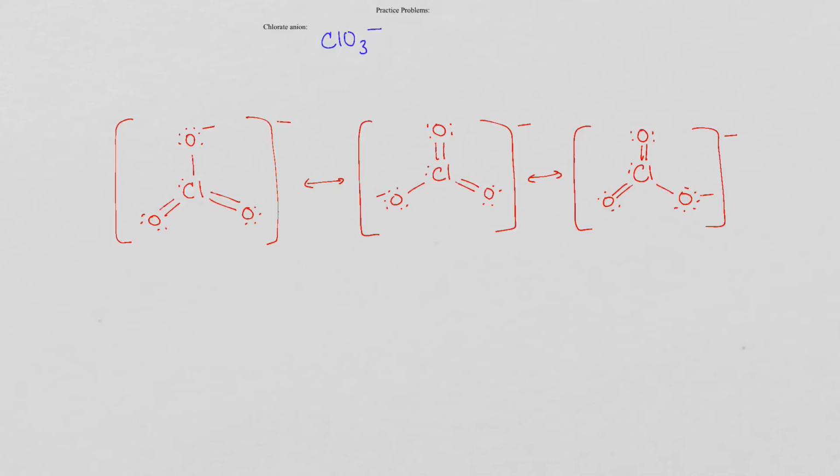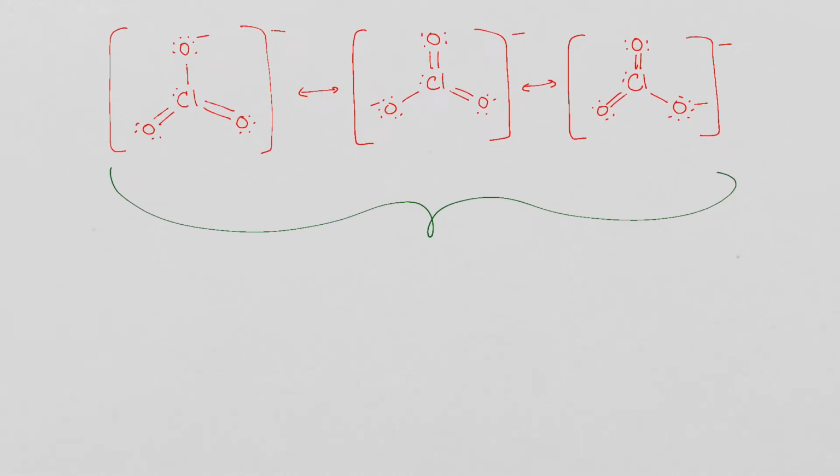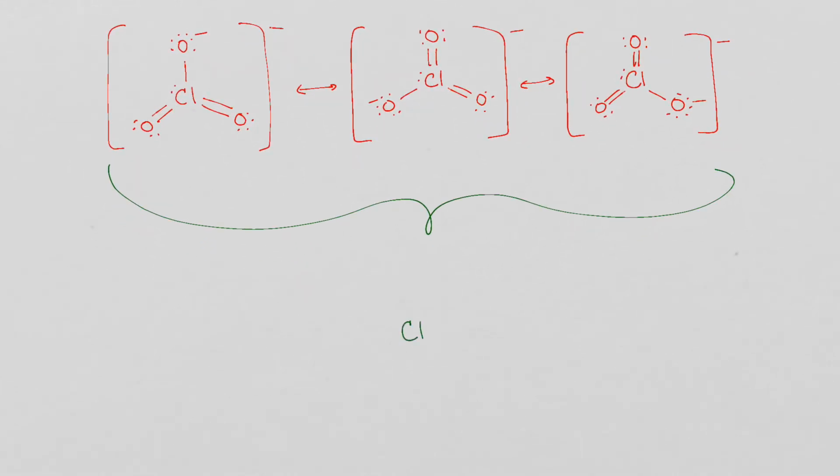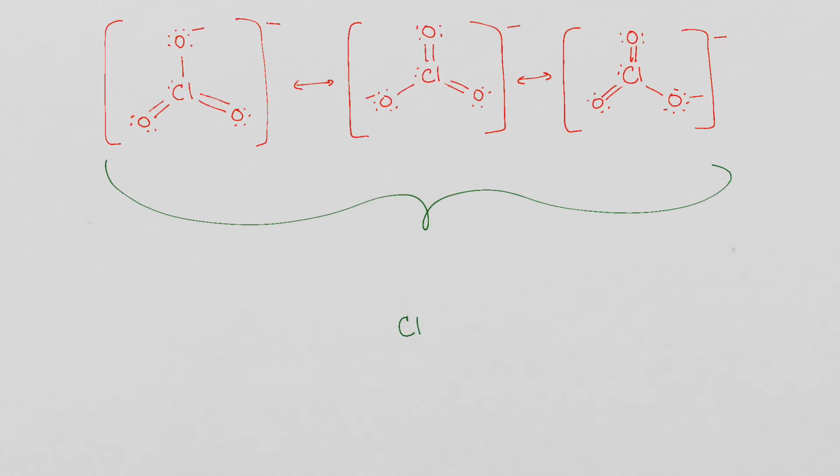We, of course, can draw a resonance hybrid, where that Cl will, of course, be in the middle. In every structure, oxygen has at least 1 bond, right? And in some structures, it has 2, right? So we'll draw 1 bond to each oxygen, right? In every structure, chlorine has a lone pair. In every structure, oxygen has at least 2 lone pairs.